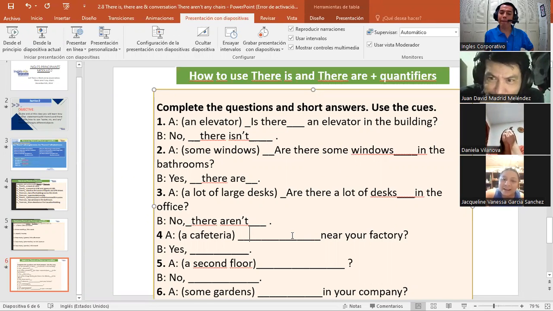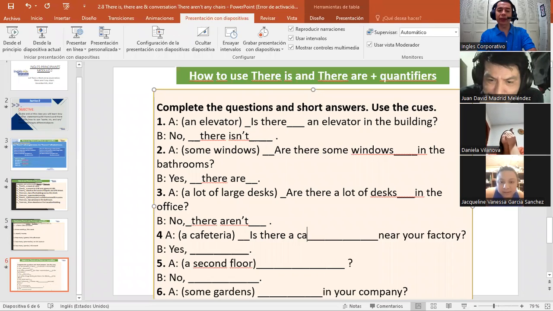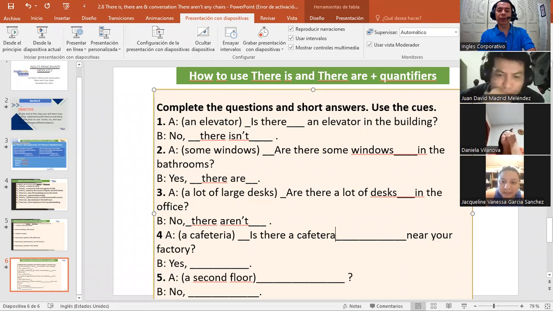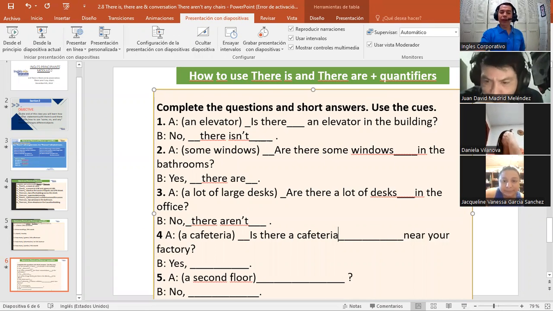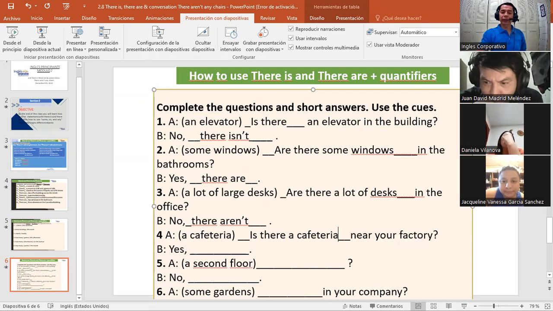Is there a cafeteria near your factory? Is there a cafeteria near your factory? Yes, there is. Yes, there is. Correct. Good. Next one, please.